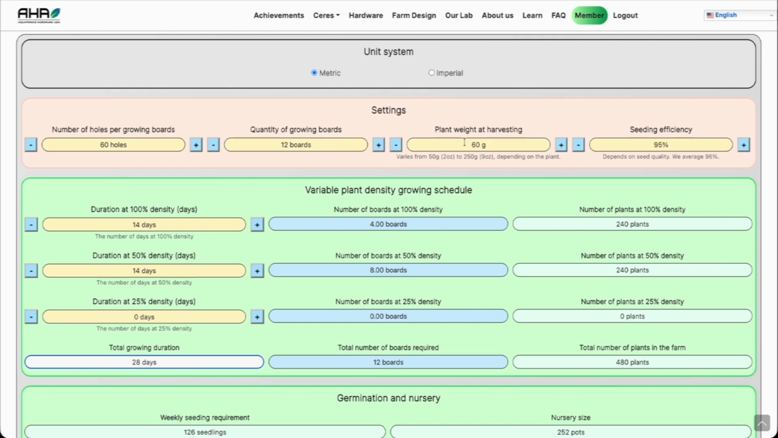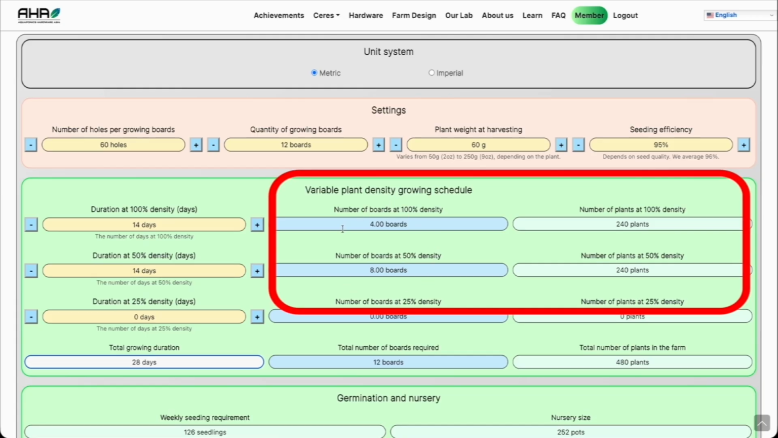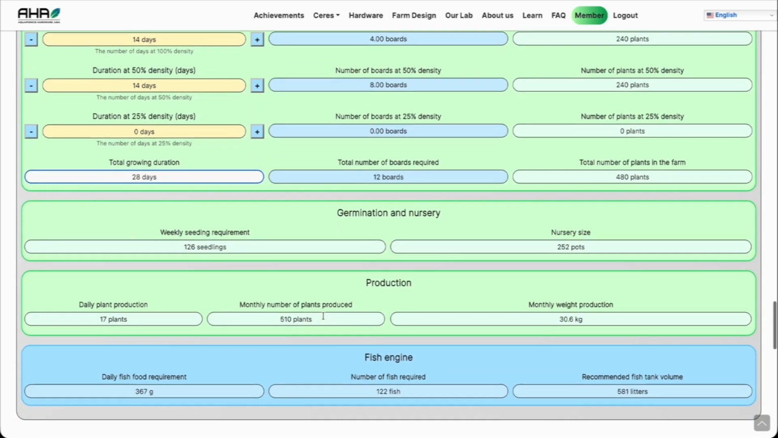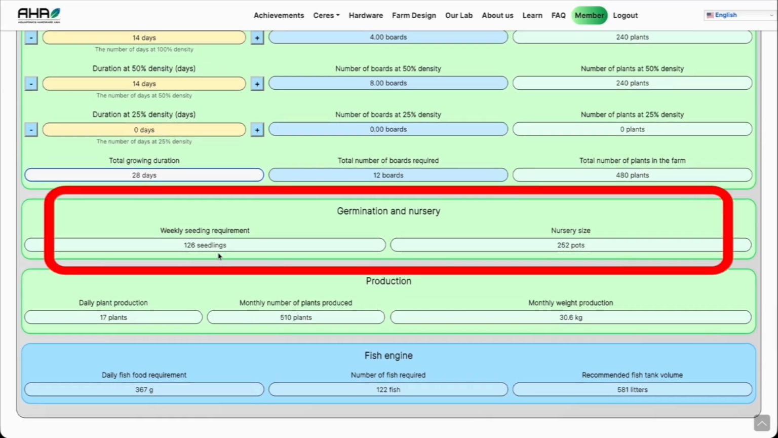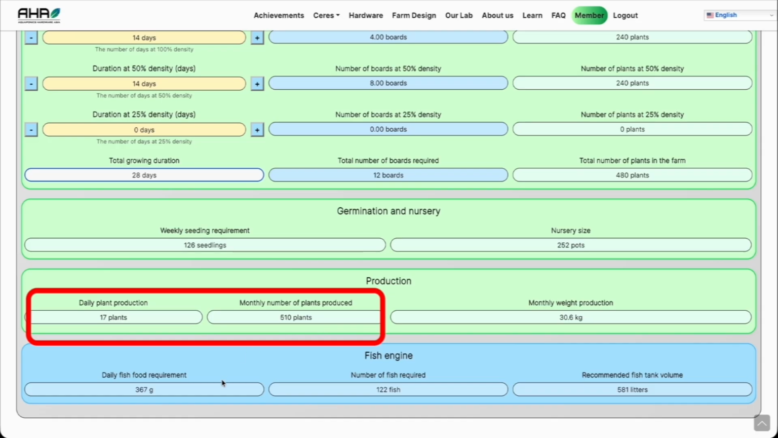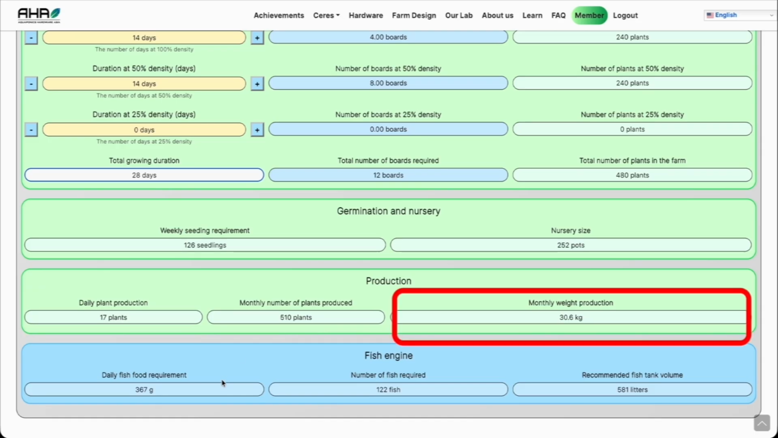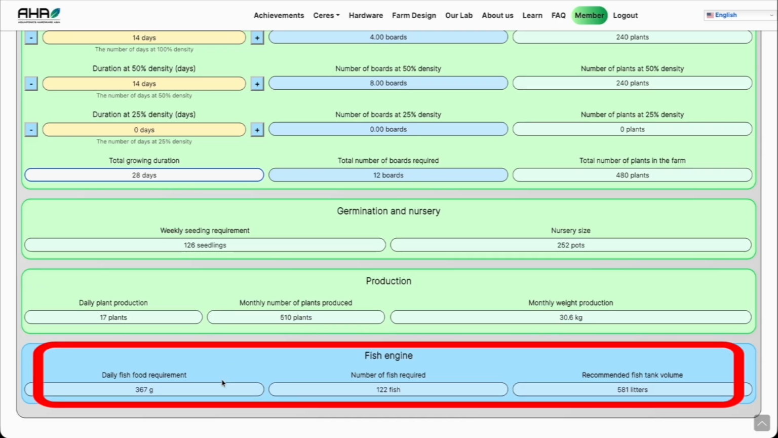We plan to harvest our AHAS lettuce at 60 grams after 14 days at 100% density and after 14 days at 50% density. Ceres tells us the expected number of boards and the number of plants required at each density. Then, Ceres tells us how many seedlings we will need to germinate weekly, the number of plants, total weight produced monthly, and the fish engine size.